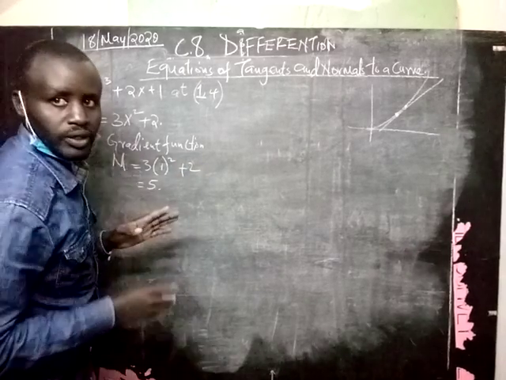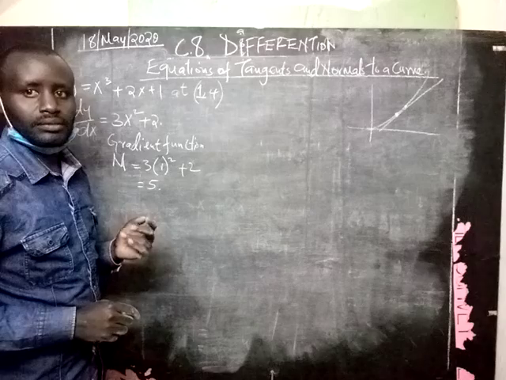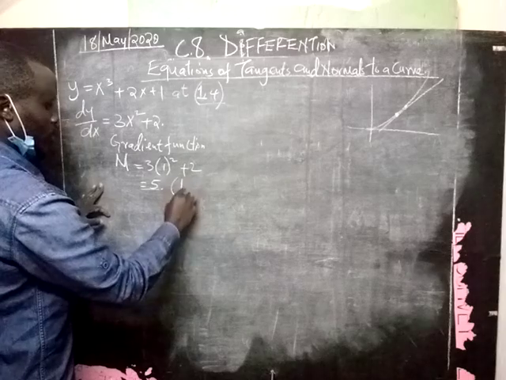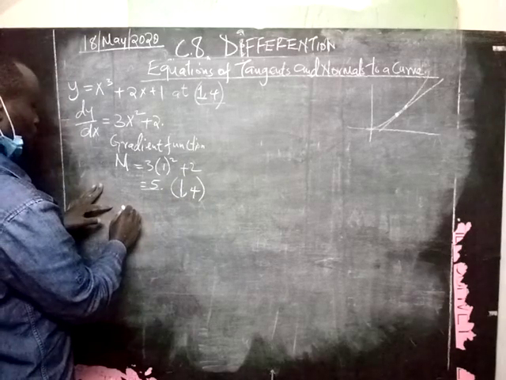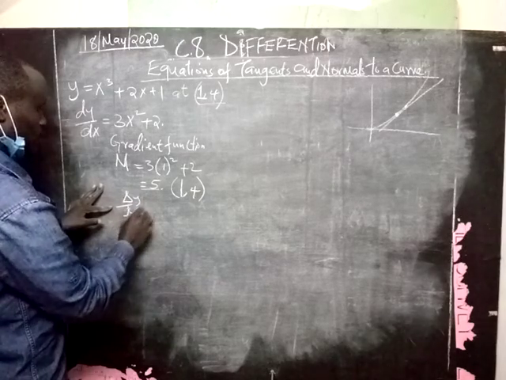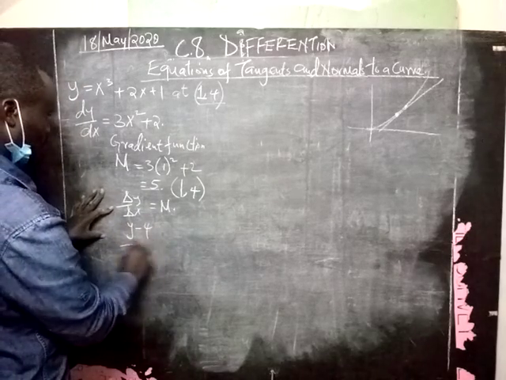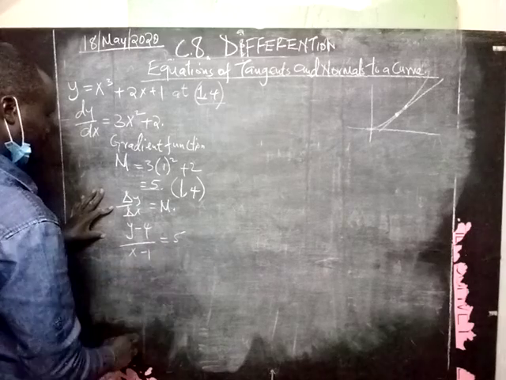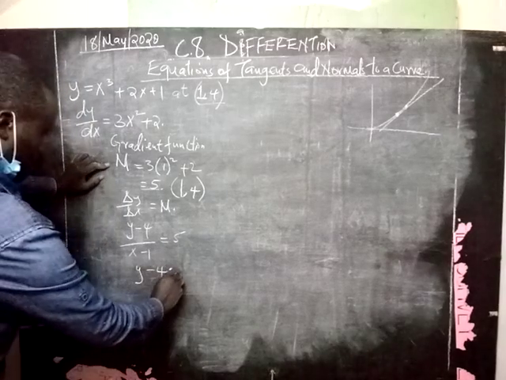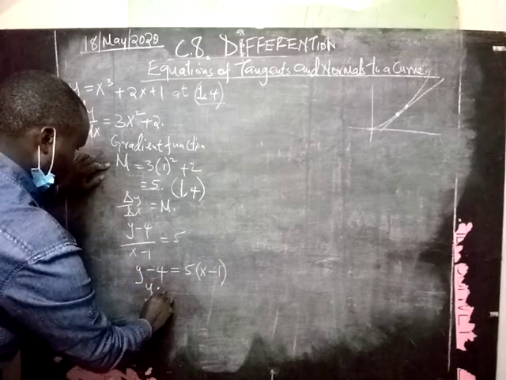Remember that to find an equation of a straight line, we need a point and a gradient. We already have a gradient, and we have a point, which is (1, 4). Change in y over change in x gives us the gradient. That is why we say (y minus 4) over (x minus 1) equals 5. So we have y minus 4 equals 5 into (x minus 1).